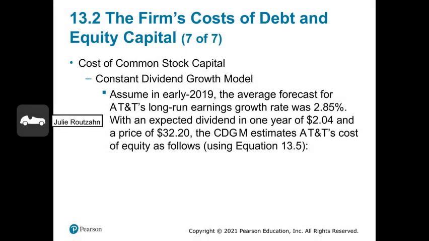So we have another example here. The average forecast for AT&T's long run earnings growth was 2.85%. So growth is G in our formula, with an expected dividend in 1 year of 2.04 and a price of $32.20. We can use that equation now to calculate the cost of equity.